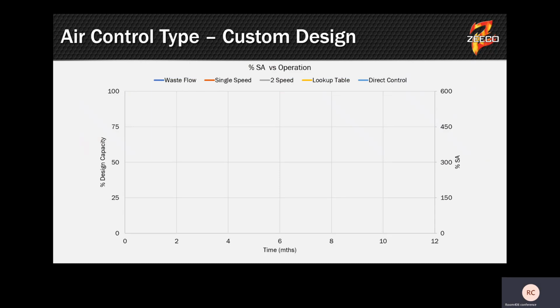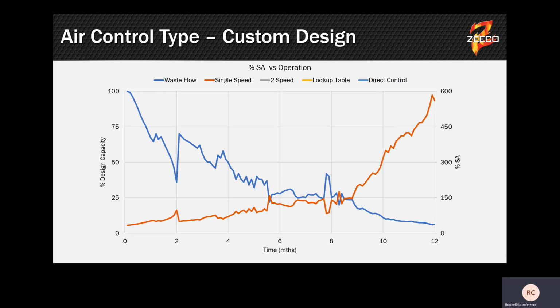Now, looking at a couple of different options, we see in upstream facilities there's a propensity to buy standard equipment. So first is a custom designed system. We'll go back through that same capacity curve, and then the inverse of that, as you can see on the right-hand side, is the percent stoichiometric air.